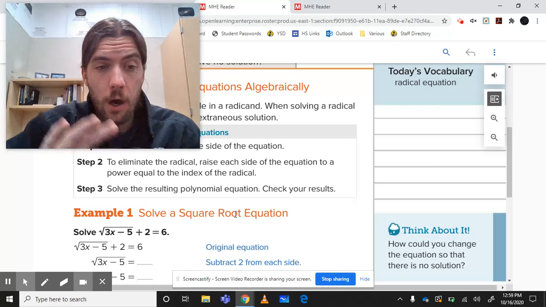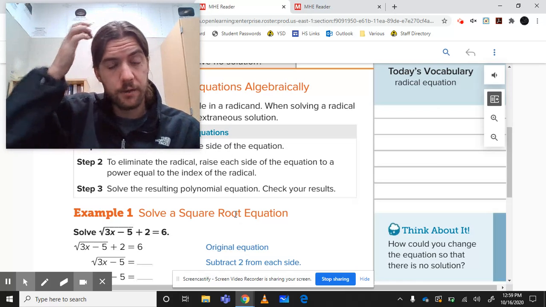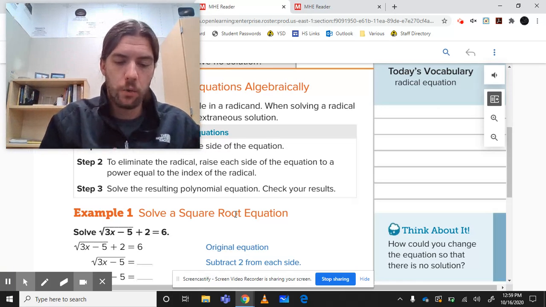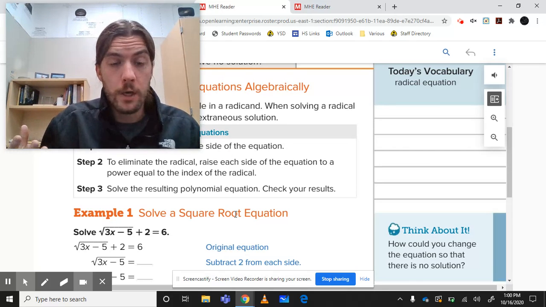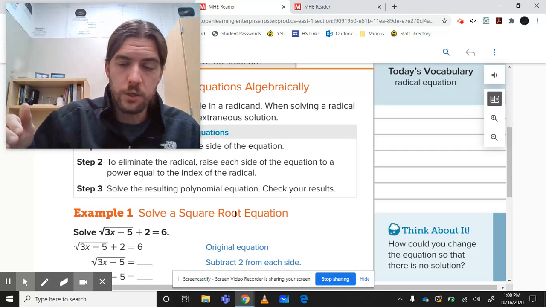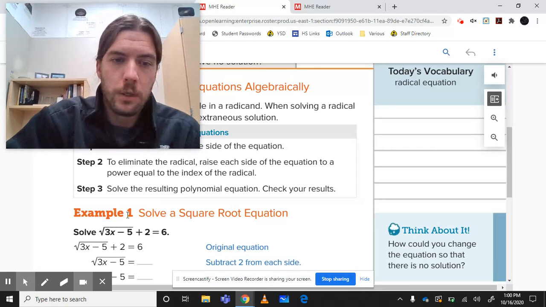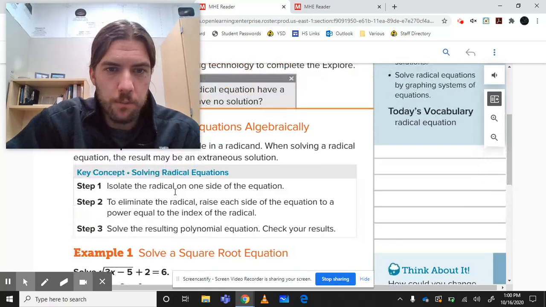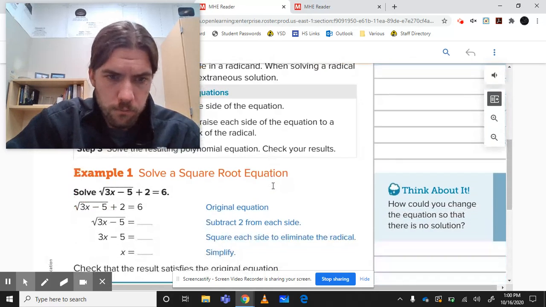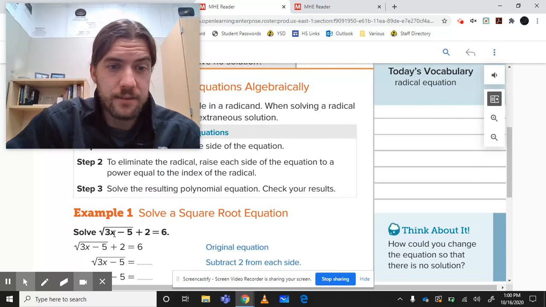If we just had a constant square root off to the side, so if we imagine y equals 2x plus the square root of 5, well, that would be a linear equation, right? That would just be a linear equation. That would not be a radical equation. So radical equations have the variable as a part of the radicand. Okay, so first step, isolate the radical on one side of the equation.